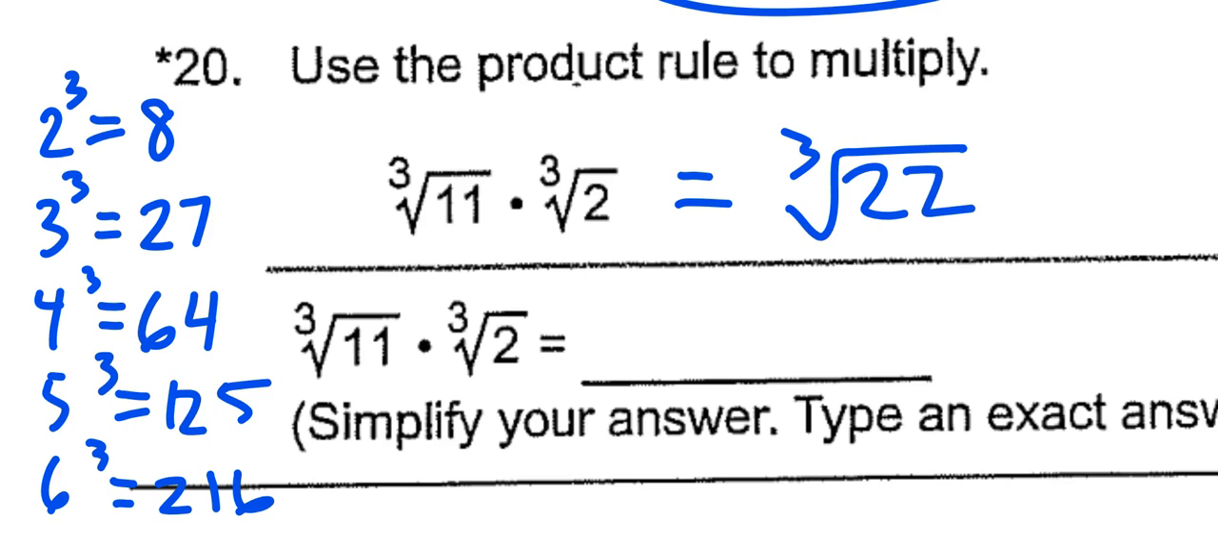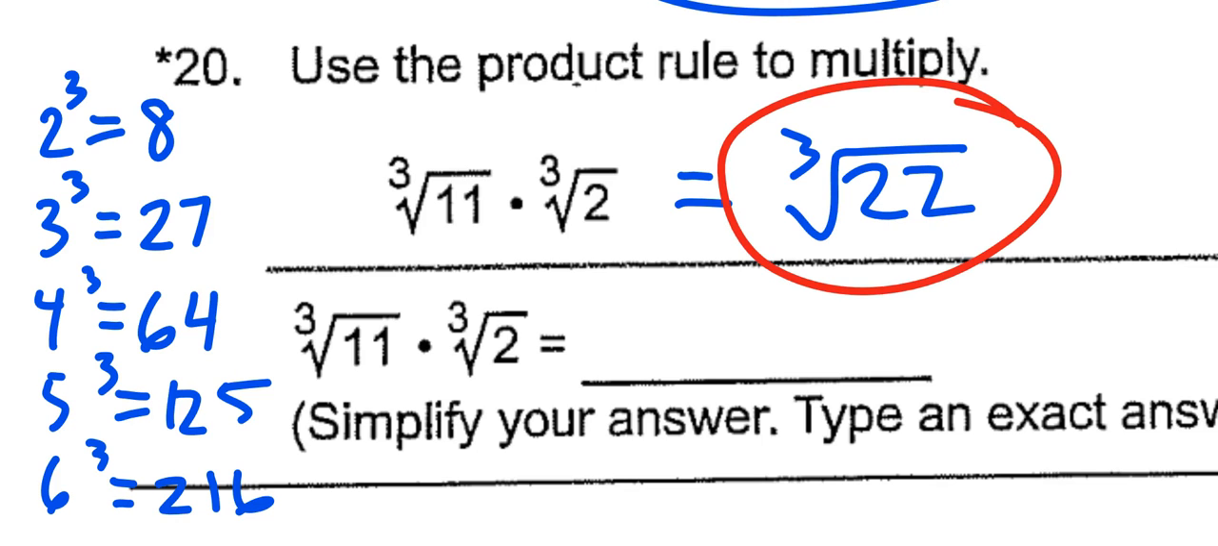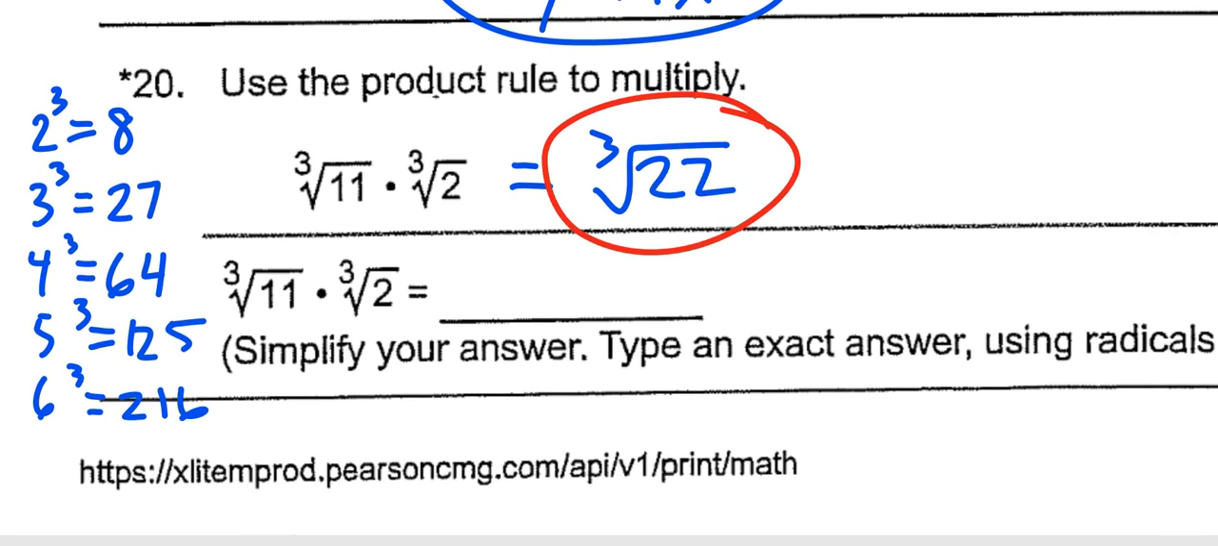Is that true? Yep. Then that means that's the final answer, if there's no perfect cube that goes into 22, and that is true, folks. There is nothing to do. There's no way to simplify that, so that is your final answer.